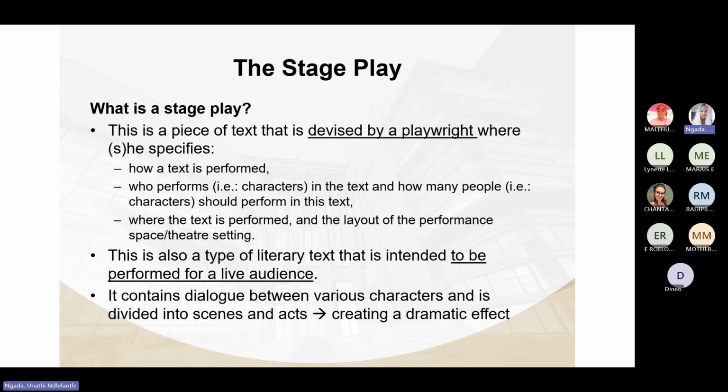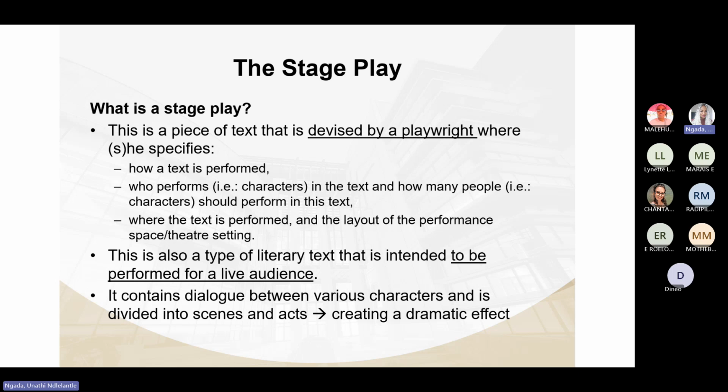The stage plays specify where the text is performed, and also you are essentially providing a layout of the performance space or the theatre setting. So in other words, is this play taking place in the living room? Is this play taking place in a restaurant? Is this play taking place in a courtroom, for example?